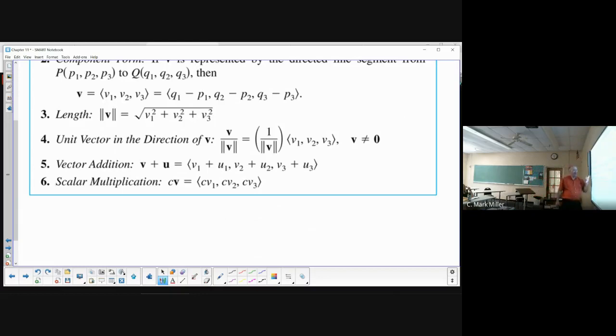Vector addition, you add vectors by adding component-wise. You add the first components, add the second components, add the third. We're going to be doing a lot of that. Scalar multiplication: scalar, for some reason in vector speak, ordinary numbers on the number line we call scalars. So a scalar is just a real number. Times a vector is that scalar times each component.